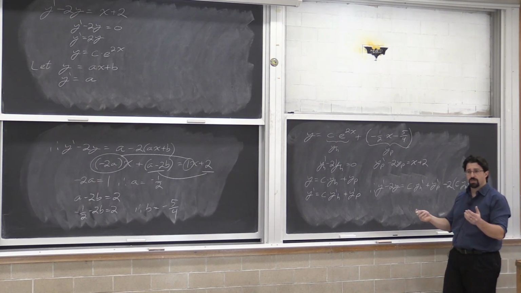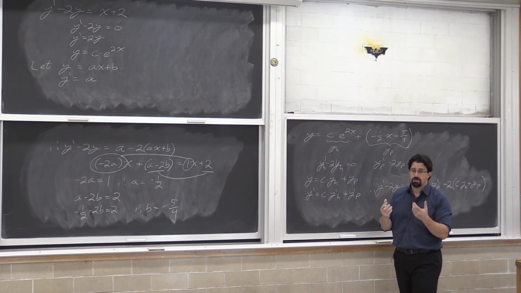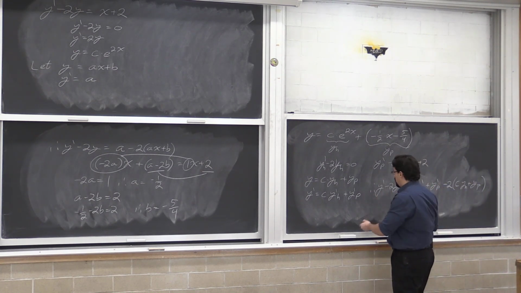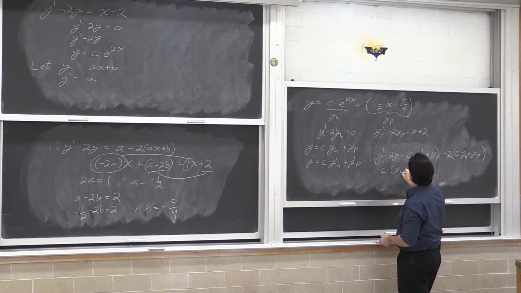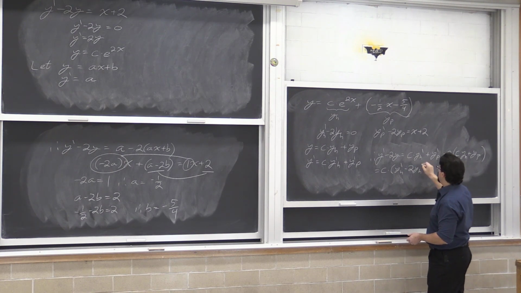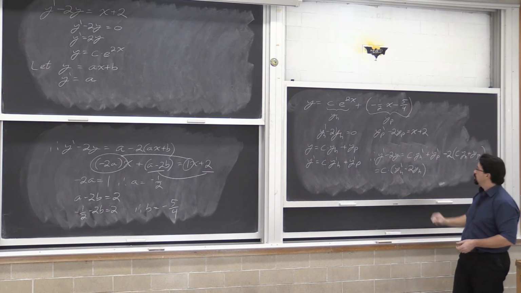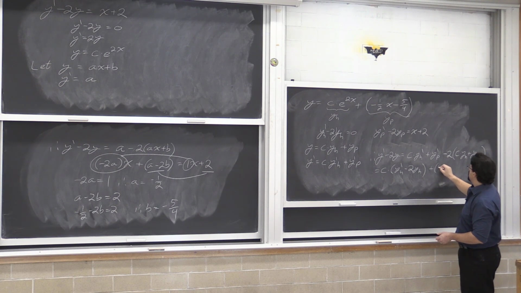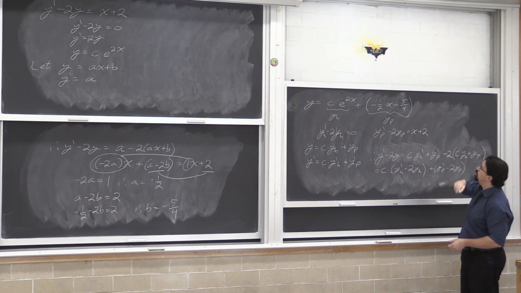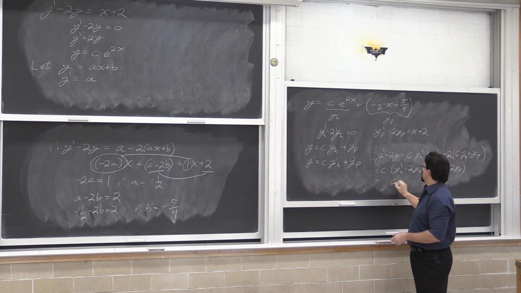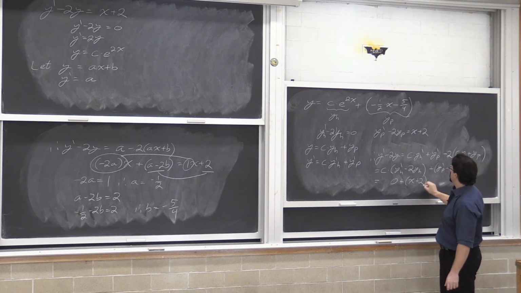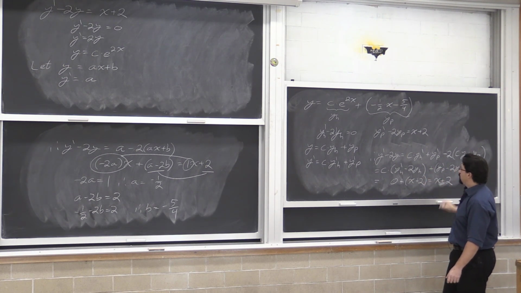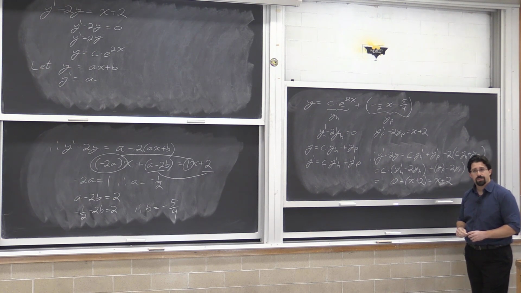Collect like terms. Collect the homogeneous solution together. Collect the particular solution together. And we are going to have c times something which we have already said is equal to 0, plus something else which we have already said is equal to x plus 2. So that's going to serve as a solution.